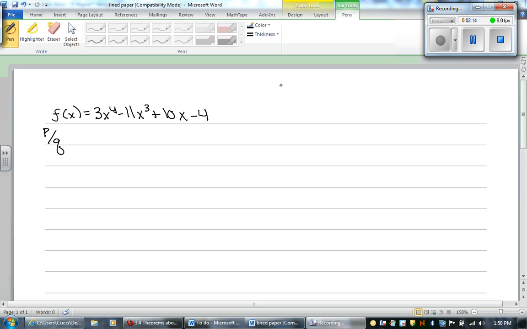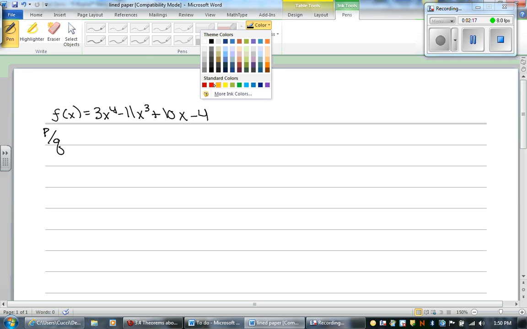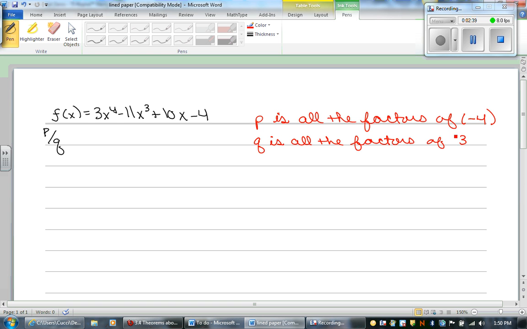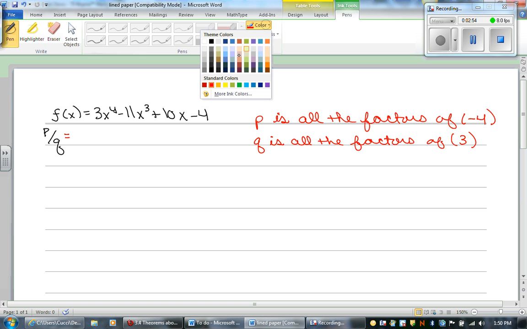So p is all the factors of your last term, which in this case is negative 4. And q is all the factors of 3, which is your leading coefficient. Because the degree of the polynomial is 4, there can be at most 4 distinct zeros. So we're going to find all of our possibilities, our p over q.